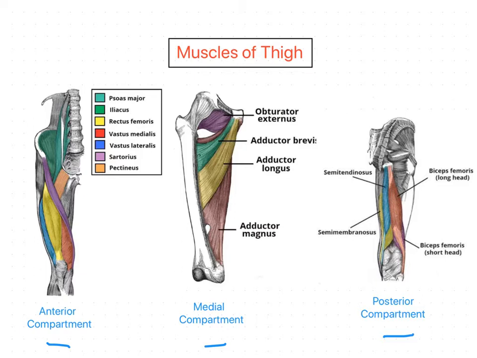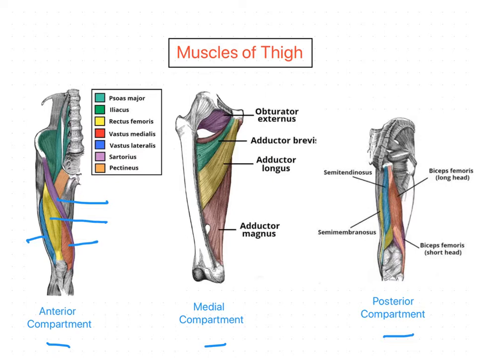This is called the tailor's muscle, sartorius. The next one is the rectus femoris, in this yellow color, and then vastus medialis and vastus lateralis. The rectus femoris, vastus medialis and lateralis are together called quadriceps femoris. Also the vastus intermedius is involved. So these four muscles are called the quadriceps: rectus femoris, vastus lateralis, medialis and intermedius. These are the muscles seen in the anterior aspect.